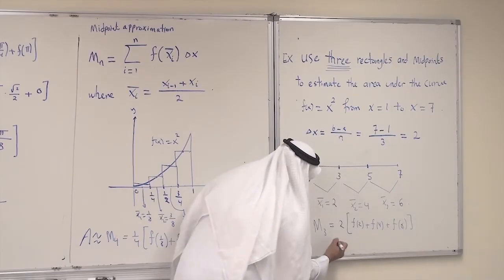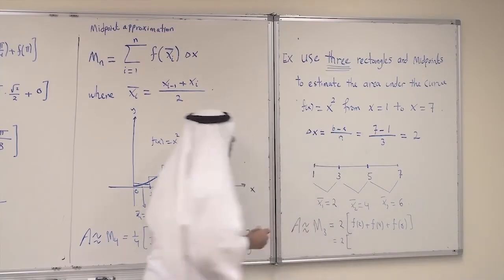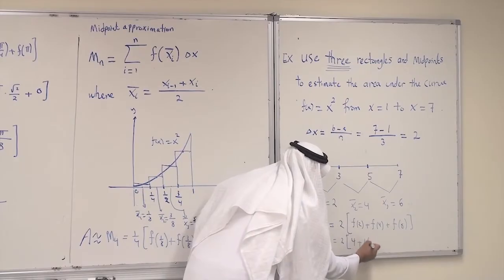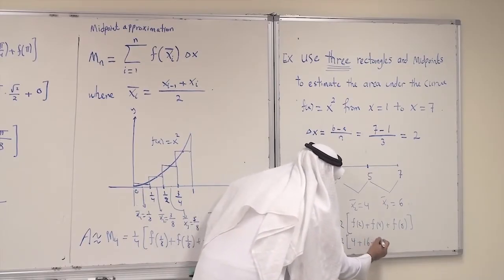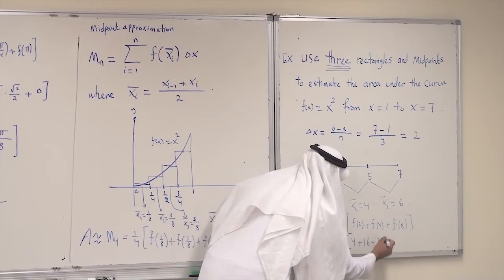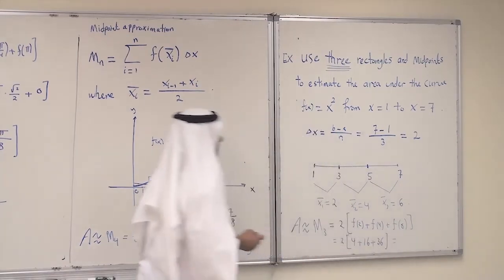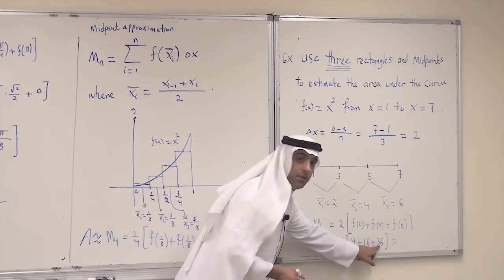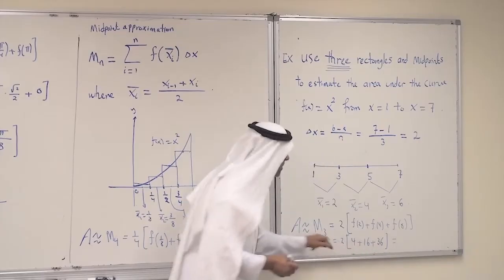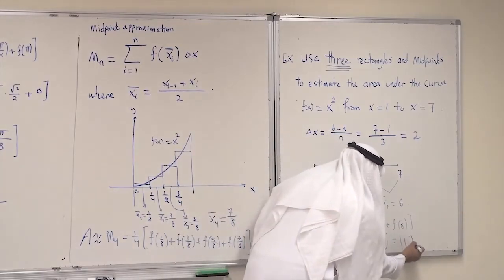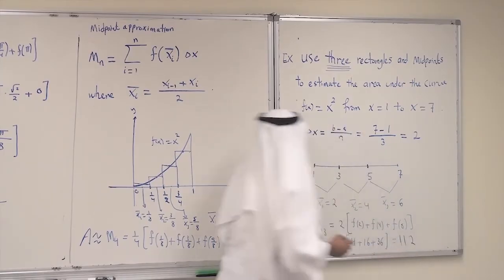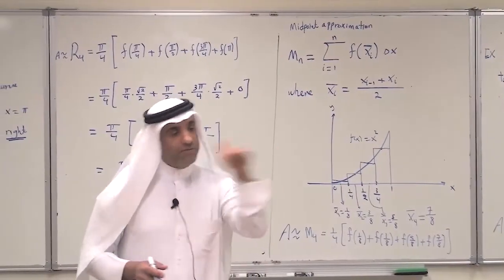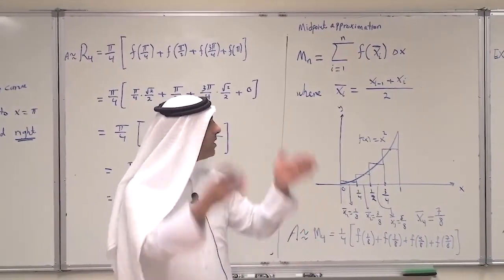Now, when you calculate this, what do you get? You get 2 times what? You have the function is x squared. So simply this will be 4 plus 16 plus what? Plus 6 squared, that is 36. You have 4 plus 16 is 20. 20 plus 36, that will be equal to 56. 56 times 2, that will be 112. Okay, so this number is an estimation of the total area under the curve y equal to x squared above the x-axis and bounded between 1 and 7.